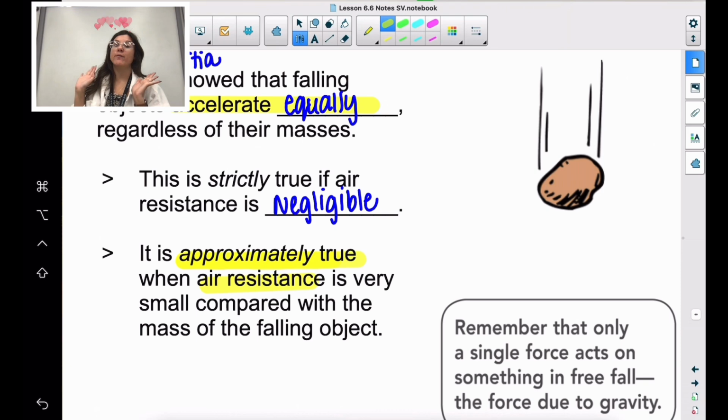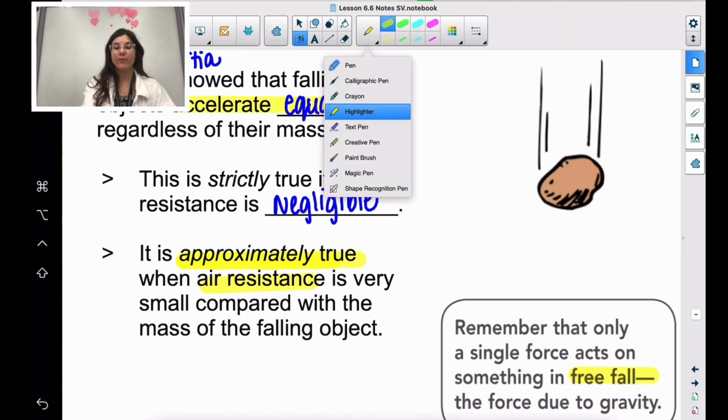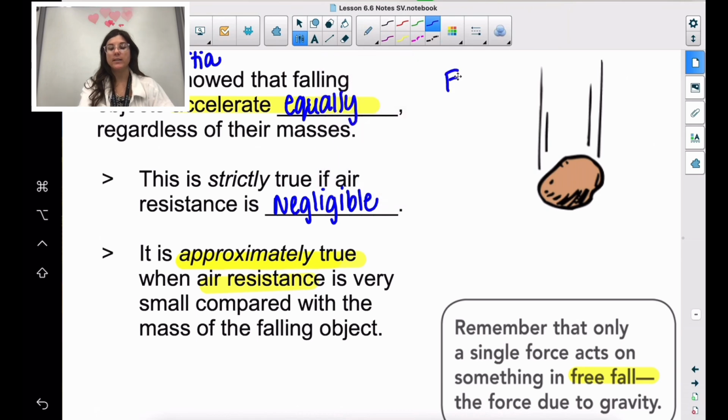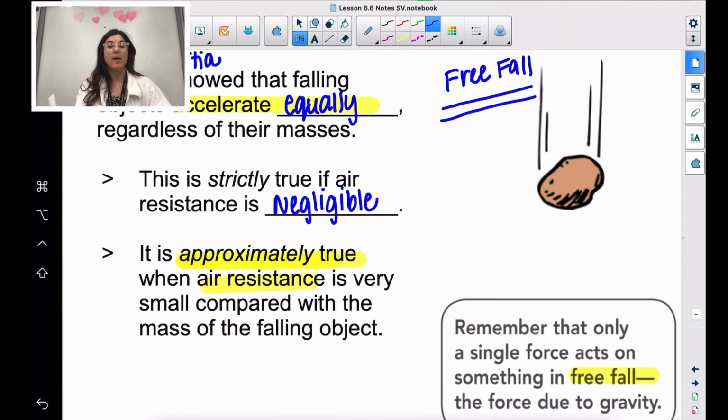So we're not really going to focus on situations that involve air resistance. In fact, we're just going to focus on situations that are truly called free fall. What I mean by free fall is that something is falling and experiencing only one force. So this pebble, for example, if it were in free fall, it would only feel one force, the weight of its gravity.